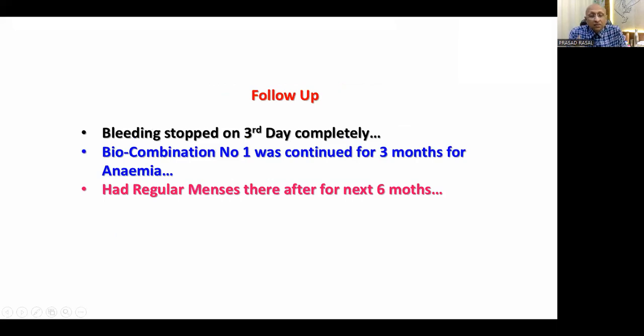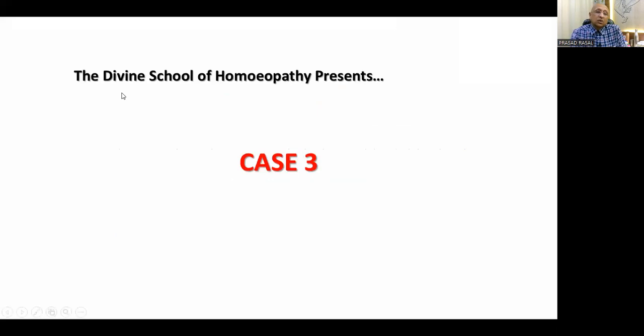He said, yes, give it, very correct. Bleeding stopped on the 3rd day completely. Biocombination 1 was continued for 3 months by sir for anemia. And she had regular menses thereafter for the next 6 months. She used to come to OPD regularly. So this was a fantastic experience which I got.